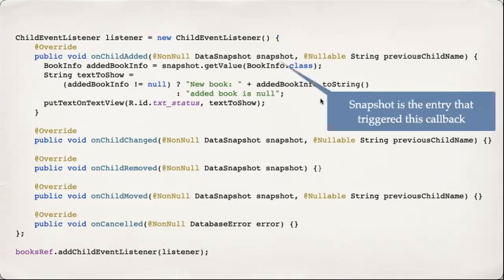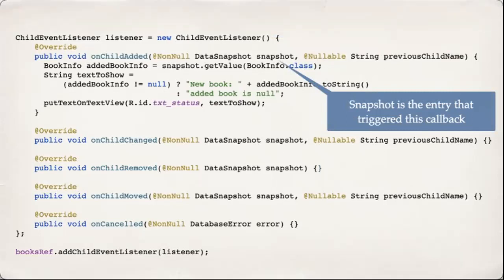Okay, let's see what we are doing here. The on child added gets a parameter called data snapshot, which is the entry that triggered this callback. That is the child that was added. The second parameter is the previous child's name, and that will be the name that was just before this one in the list. So that's a good marker or a cursor for us to use.